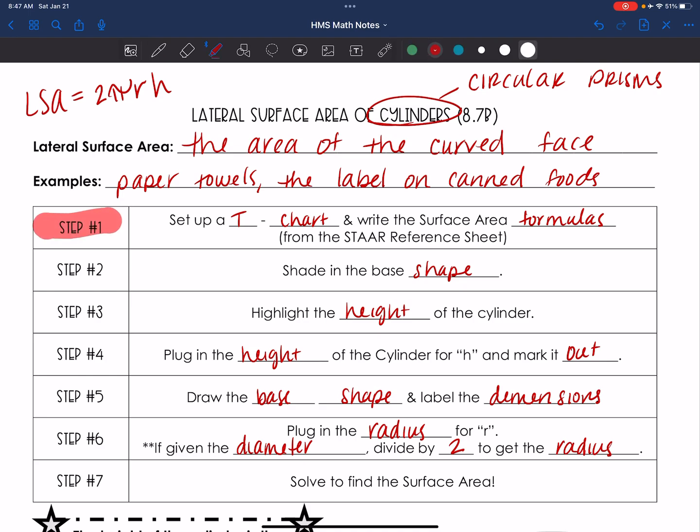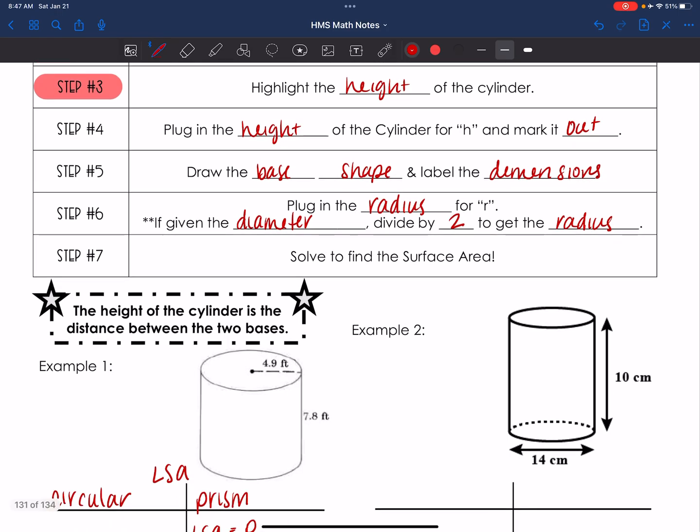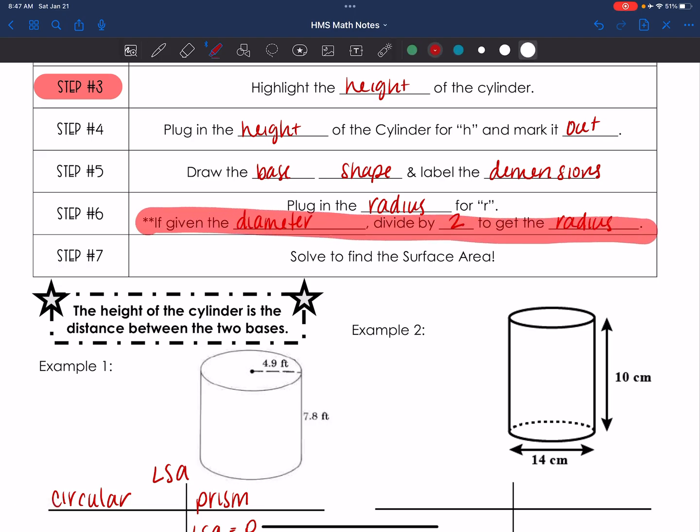And again, if we can get steps 1, 2, and 3 done right, the rest of it's easy. Step 1, set up a T-chart and pull out your formulas. Step 2, shade in the base shape. Step 3, find the height. Step 4, plug in the height. Step 5, draw the base shape. Step 6, find the radius. If you're given the diameter, divide by 2. Please do not forget that step. If you're given the diameter, divide by 2 to get the radius. Step 7, solve. Use your calculator.